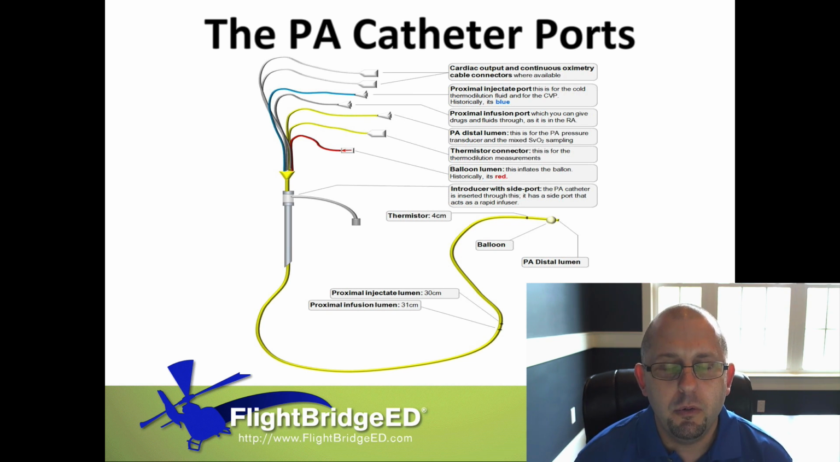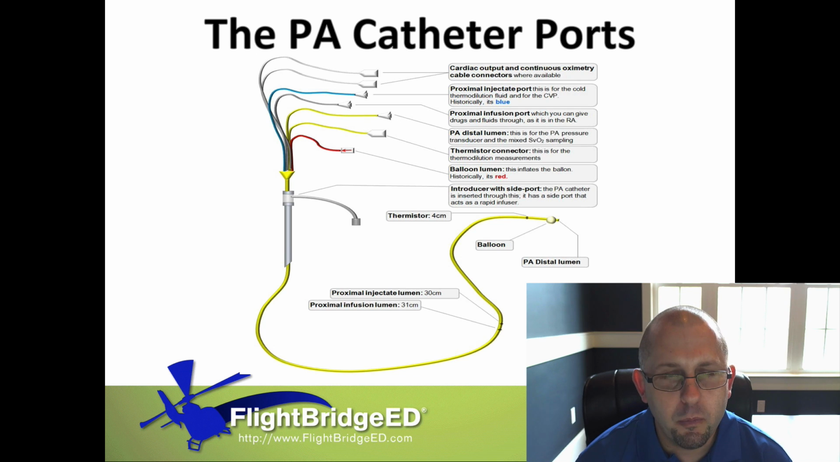We can also transduce a second waveform. So we can do this in two ways. We can set up a completely different monitoring system, pressure bag, the transducer, everything we went over in video 1. Or you can actually use what's called an H stopcock type connection, where you can have the pressure bag set up to hook to this blue port, for example. You're transducing your PA distal lumen that we discussed earlier.